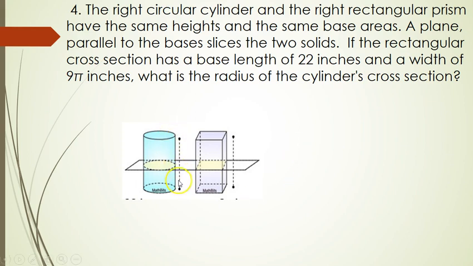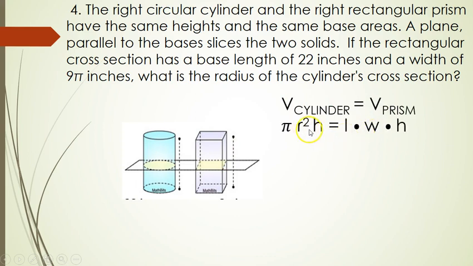Well, we notice here that these two shapes have the same height. So what we're really talking about is that this yellow part right here is the same area. So we're going to set the volume of the cylinder equal to the volume of the prism. When we do that, notice that we have the height on both sides. We have pi r squared h, and then we have length times width times height. So the h is going to cancel out on both sides.